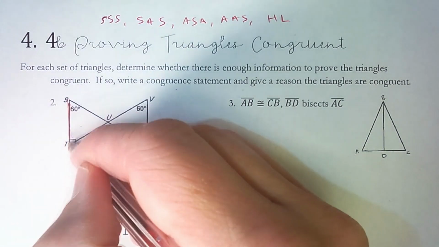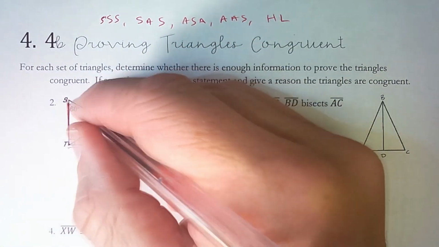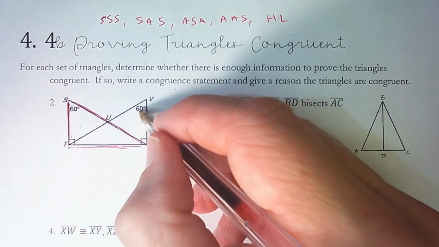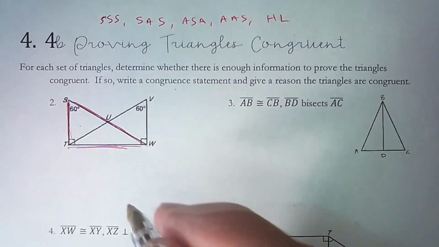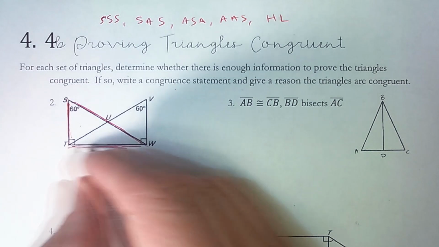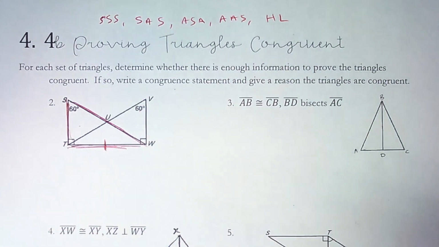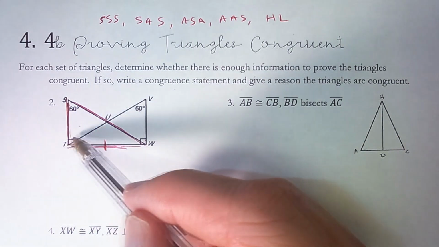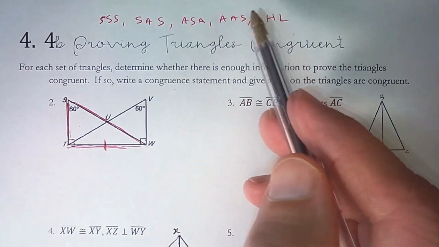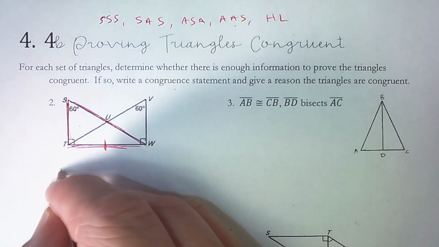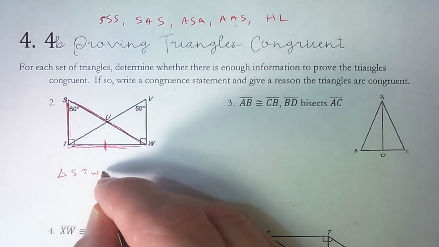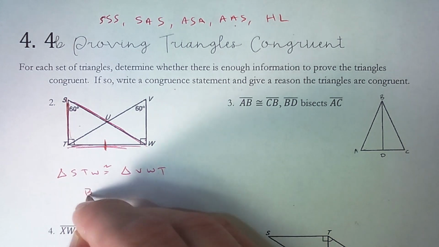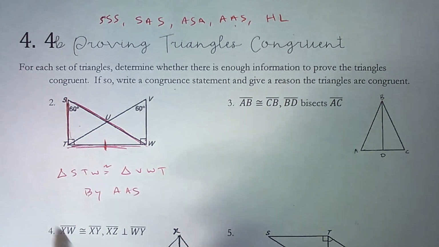So these 2 triangles here. This triangle has a 60 and a 90. This other triangle has a 60 and a 90. That's 2 congruent angles, and they share a side. So TW, by the reflexive property, I can say is congruent to itself. So I've got 2 angles and a side that is not between the 2 angles, a non-included side. That is angle, angle, side. So triangle STW is congruent to triangle VWT by angle, angle, side.